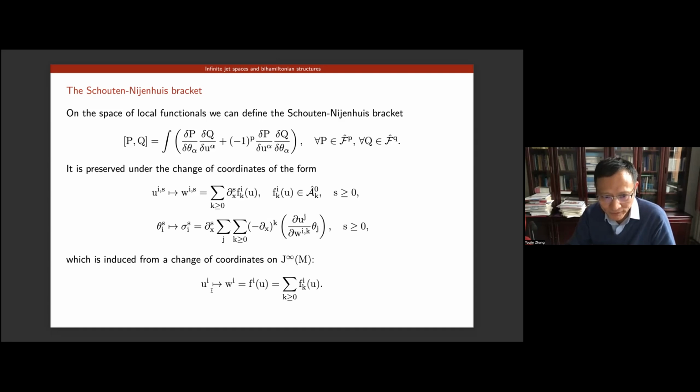A Miura type transformation means that we transform the coordinate ui to wi in this kind of way. If we restrict this transformation to the base manifold, it requires that this is simply a change of coordinates on M. So this change of coordinates on the infinite jet space is given by the change of coordinates on the infinite jet space of M. This kind of transformation we call Miura type transformations.